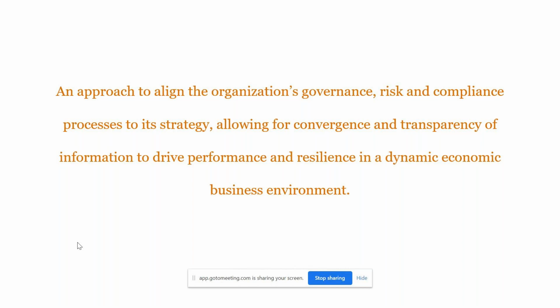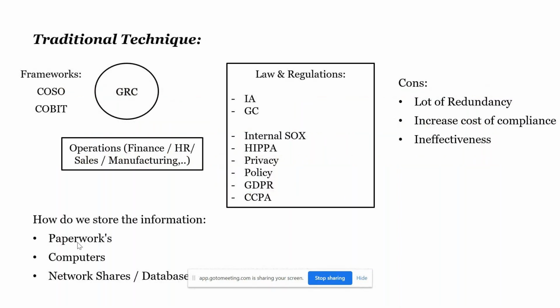To sum this up, the governance, risk, and compliance process is all about a strategy: how governance should be followed within an organization, how to mitigate and minimize risk, and how to comply with various laws and regulations. So it's basically a process to follow all these three areas. So the next slide. It's a traditional technique.